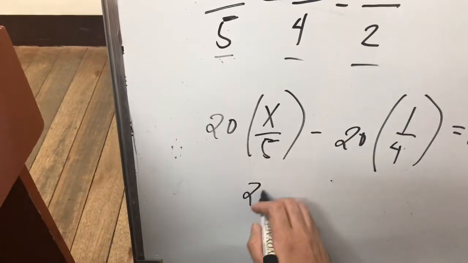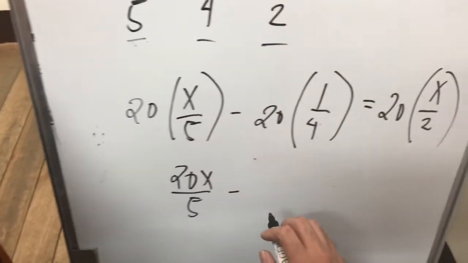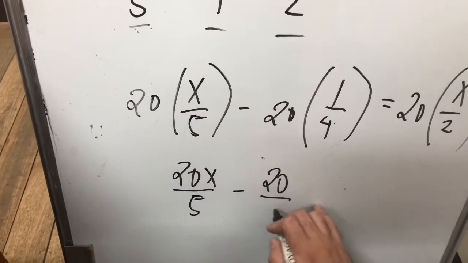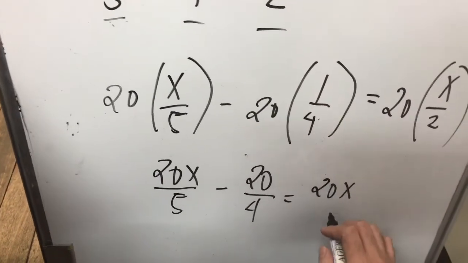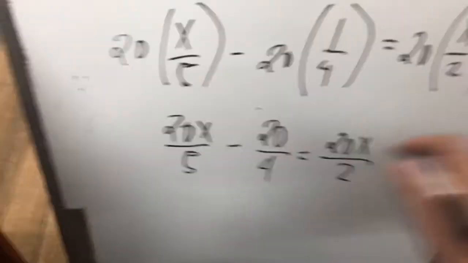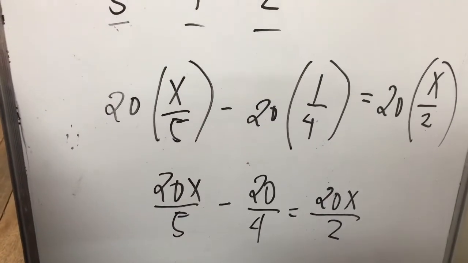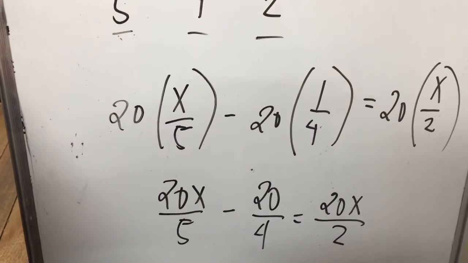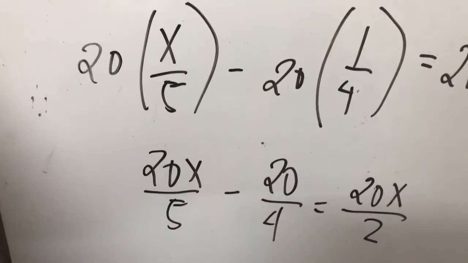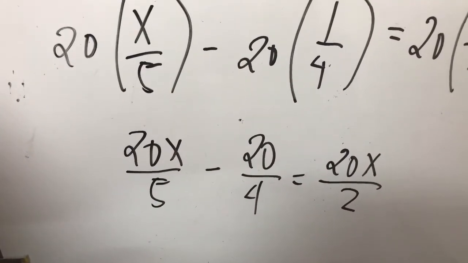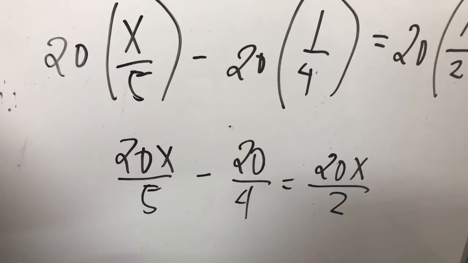So, we have 20x over 5 minus 20 over 4 is equal to 20x over 2. Okay? Next step is, let's simplify first. So, we can divide 20 and 20 divided by 5, right? We can also divide 20 divided by 4 and 20 divided by 2.